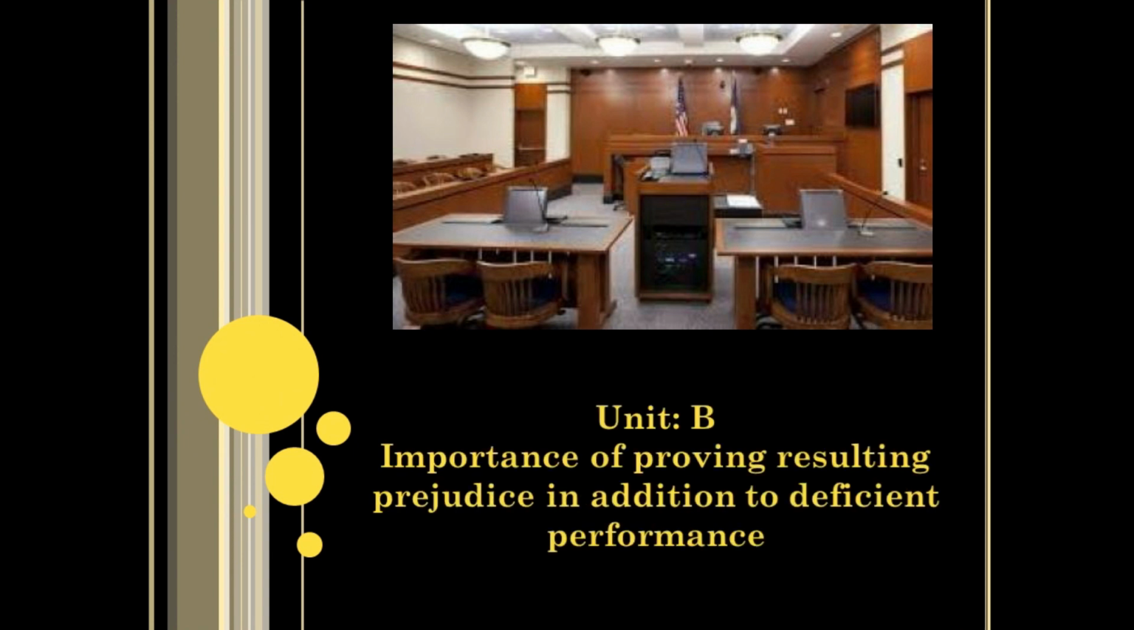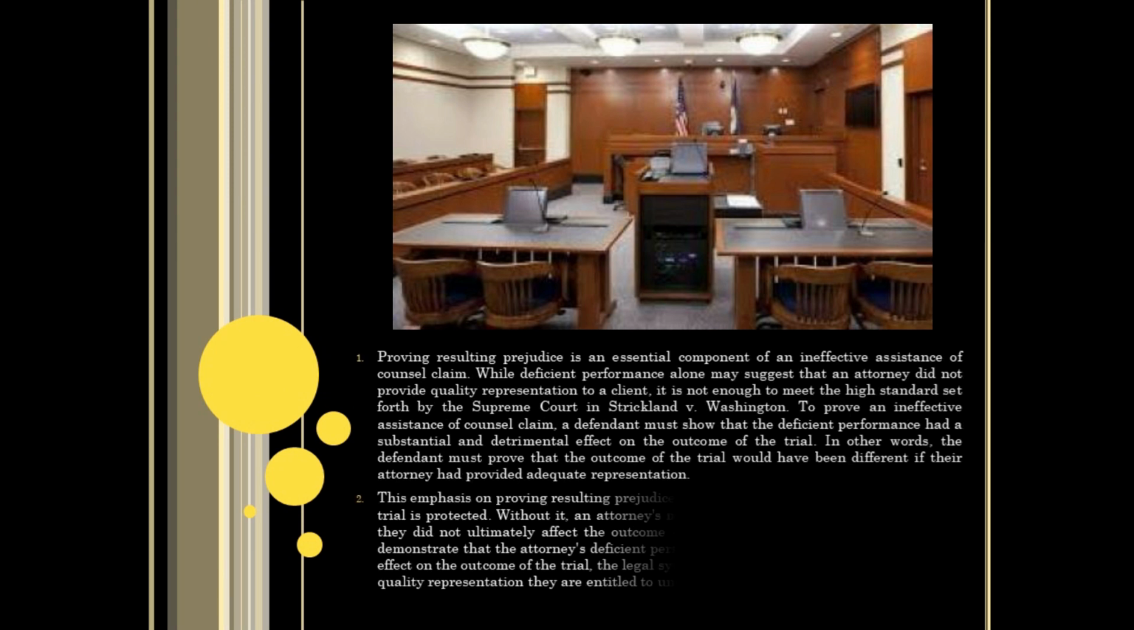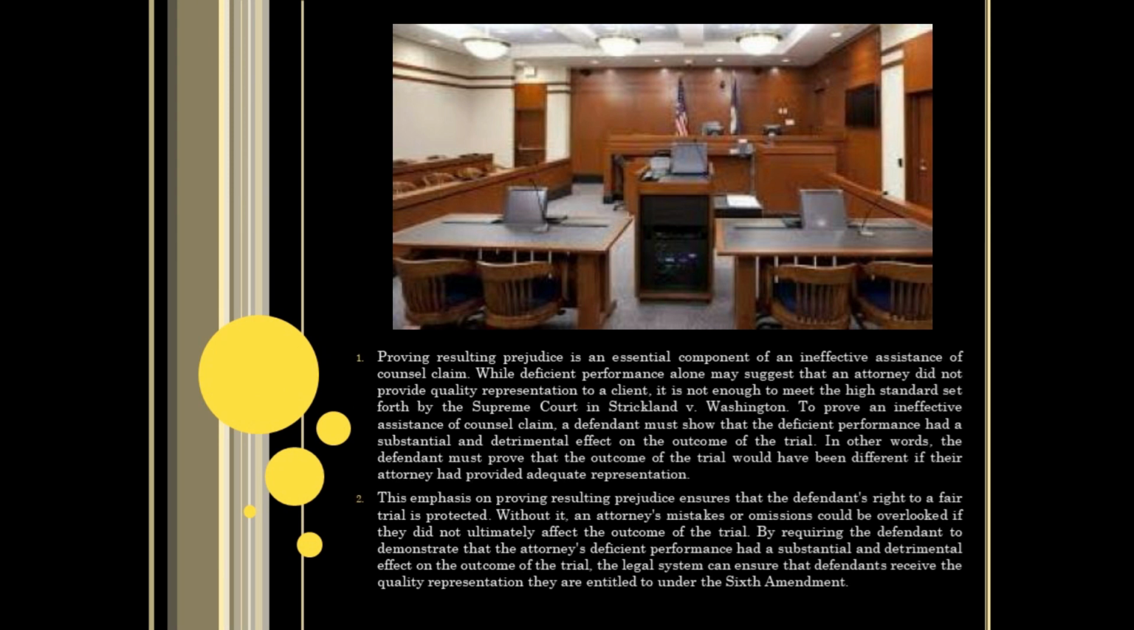Unit B. Importance of proving resulting prejudice in addition to deficient performance. Proving resulting prejudice is an essential component of an ineffective assistance of counsel claim. While deficient performance alone may suggest that an attorney did not provide quality representation to a client, it is not enough to meet the high standards set forth by the Supreme Court in Strickland v. Washington. To prove an ineffective assistance of counsel claim, a defendant must show that the deficient performance had a substantial and detrimental effect on the outcome of the trial. In other words, the defendant must prove that the outcome of the trial would have been different if their attorney had provided adequate representation.